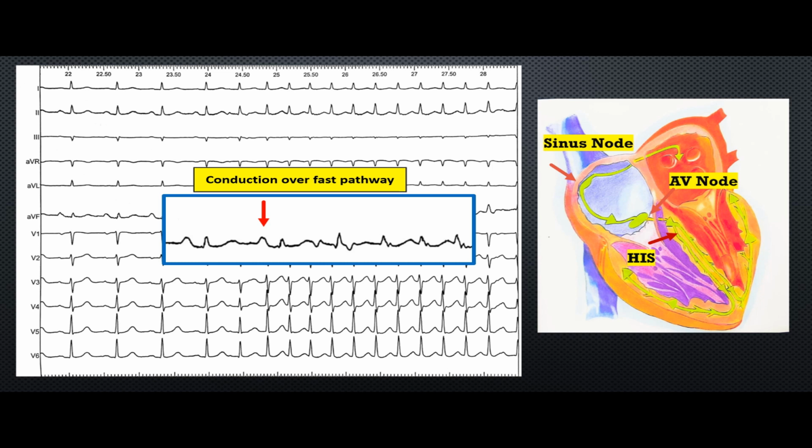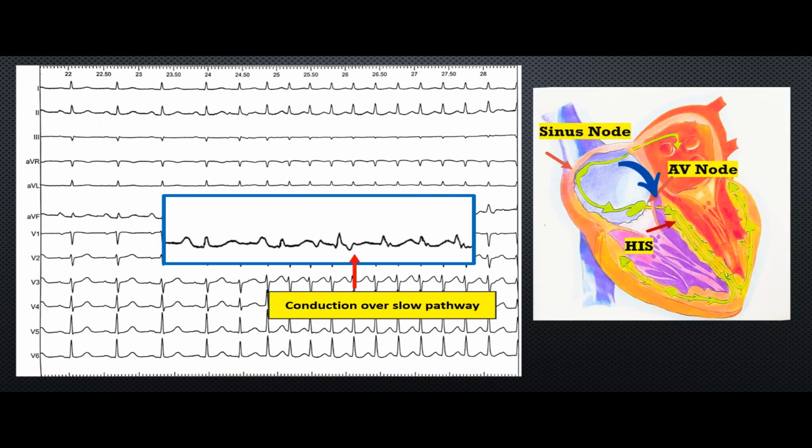look at over here, we can see that there is an ectopic P wave because the morphology has changed as compared to the sinus P wave. Now over here, this ectopic P wave has conducted onto the QRS with a longer PR interval, and this happened because there was a block in the fast pathway and there was conduction over another pathway, and that is called the slow pathway.